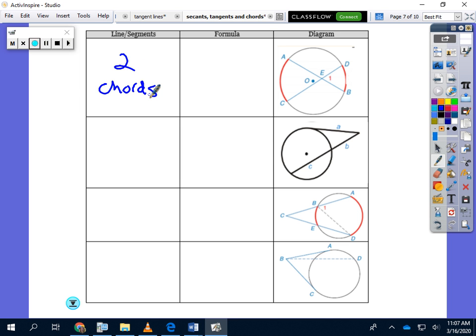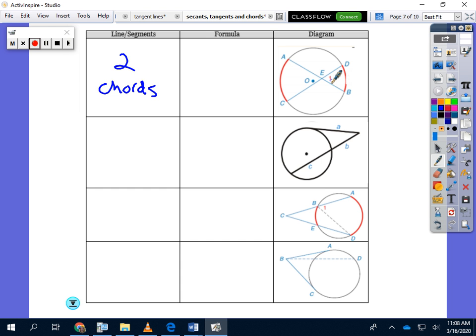If I've got two chords, the chords are first of all making these two arcs. And notice this is not a central angle, so I don't know that these are equal. They actually are not equal. But I do know that if I'm given two out of these three things, I will know the third one, or be able to solve for the third one.